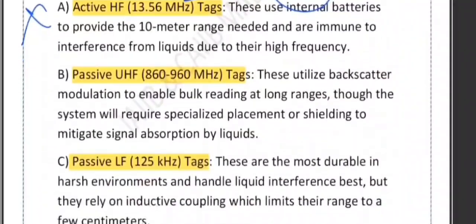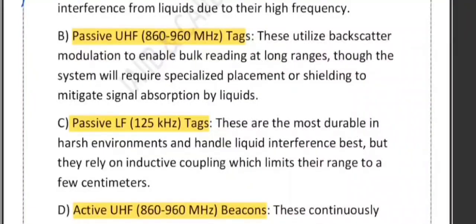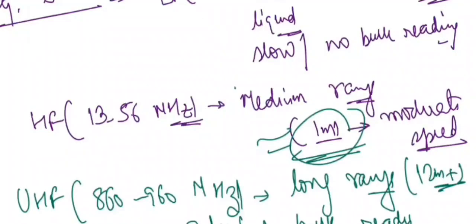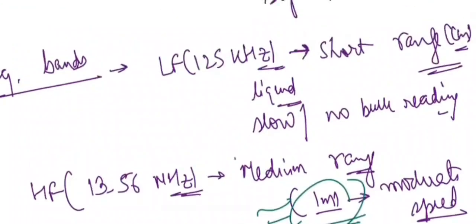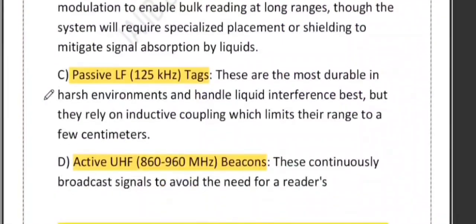First of all, let's look at option C, passive LF. LF is great with liquid, but the range is only a few centimeters. LF, I told you, is low frequency, so the range is just a few centimeters. So they can't reach it. So passive LF is not the correct answer.